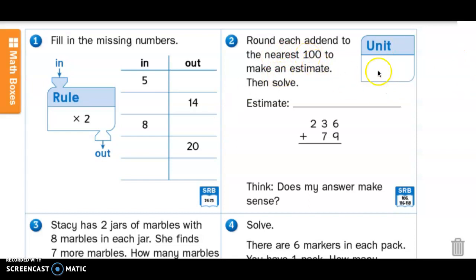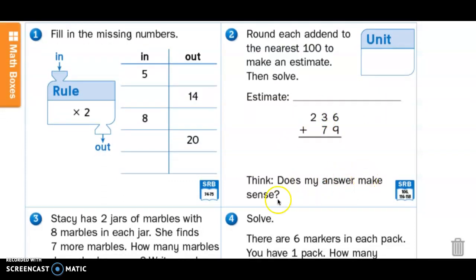Then number 2, it says round each add-in to the nearest 100 to make an estimate, then solve. So write your units in. Here are your add-ins because you are adding these two numbers. That makes them add-ins. Well, let's round to the tens place because 79 doesn't have 100. So 236 rounded to the nearest 10 plus 79 rounded to the nearest 10. What's your estimate?